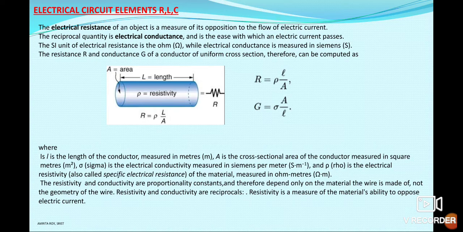So, let us go through the units where we can see that L is the length of the conductor, which is measured in meters, A is measured in square meters, sigma is the electrical conductivity, which is measured in Siemens per meter, and rho is the electrical resistivity, which is measured in ohm meter. Well, the resistivity and conductivity are proportionality constants, and therefore they basically depend on the material the wire is made of and not on the geometry of the wire. And resistivity is basically a measure of the material's ability to oppose the electric current.